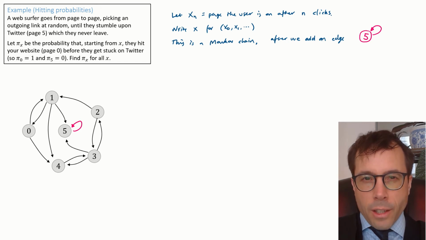Actually, to be technical about this, a Markov chain is an infinite sequence and it's not allowed to just stop. So we need to add an edge from page 5 back to itself, and then we have a proper Markov chain.